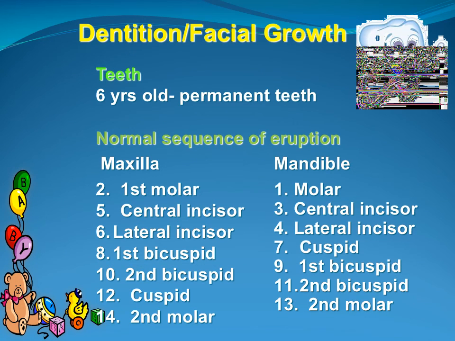For permanent teeth, the permanent teeth usually erupt by age 6 years old. And the first permanent tooth to appear is the mandibular molar.